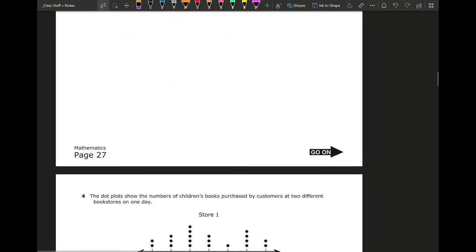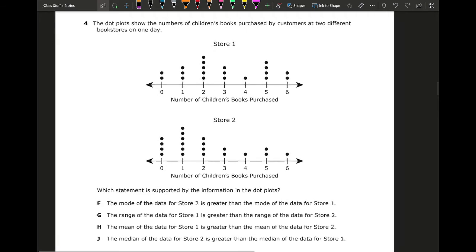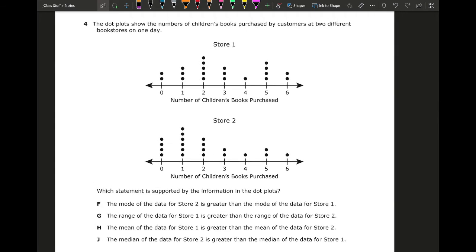Let's move on to the next question. Number four, we have dot plots. The dot plots show the numbers of children's books purchased by customers at two different bookstores in one day.